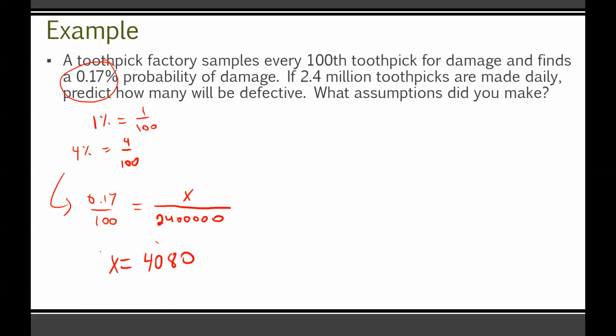4,080, right? That would be the number of defective toothpicks that are made daily, assuming that we have a 0.17% probability of damage. So again, that comes into our assumptions bit. The assumptions that we make here are that this probability is even for the entire set of toothpicks being made. We're not assuming that we got lucky or unlucky with this probability that we found when we did a sample of 1 out of every 100 toothpicks. But we're also assuming that these damages don't happen in certain intervals, right? So we're picking every 100th toothpick.